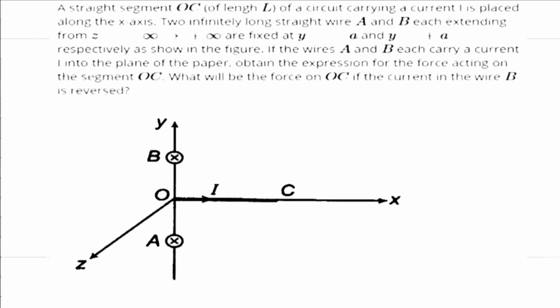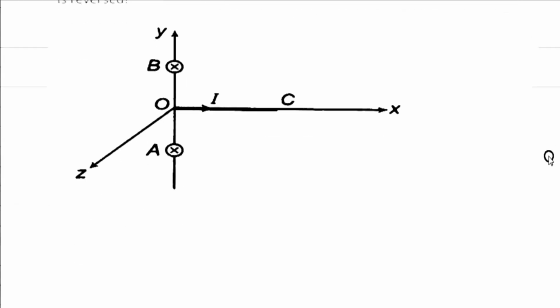Now for that, let us consider a small element of thickness dx. We will consider a small element on the wire. We say that this small element is dx, and this dx is at a distance x from the origin. So this we are considering.